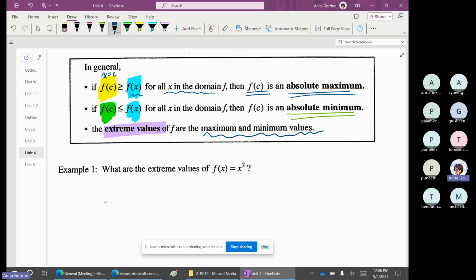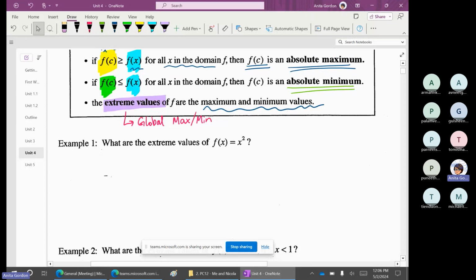Okay, so if it's asking you what are the extreme values of your function, we are looking for first global max and mins. And if you find no global max and mins, then can you identify local max and mins? Okay, so again, we're going to start off with a simple example. Example 1, what are the extreme values of x squared?